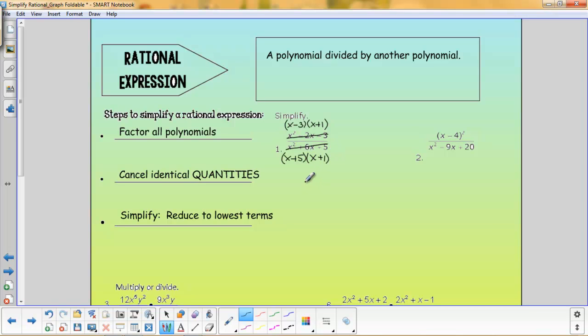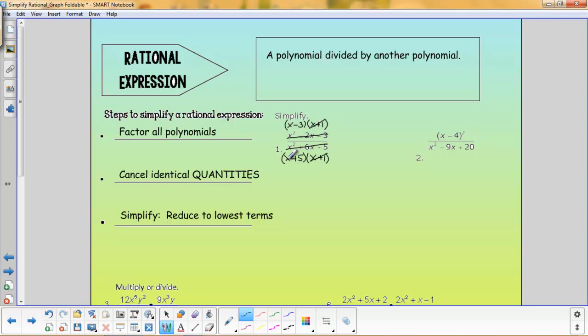Now we get to the part where you cancel identical quantities. The quantities are the values that I have in parentheses. Get into the habit of putting your binomials in parentheses so that you can see clearly that x plus 1 is identical to x plus 1.